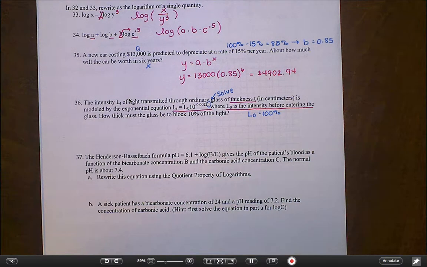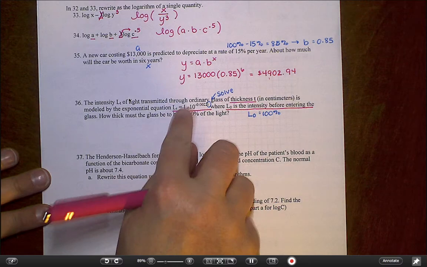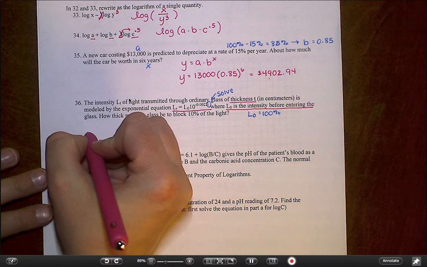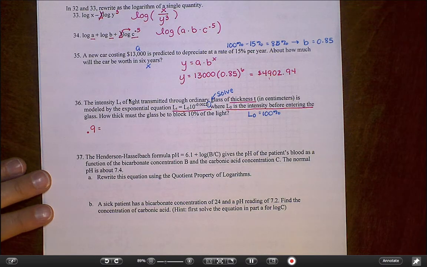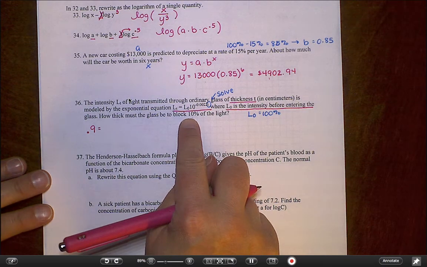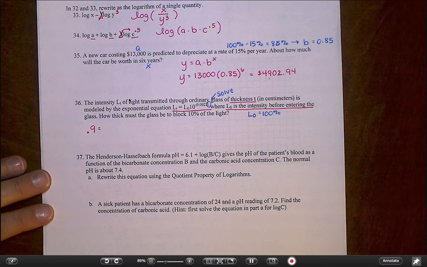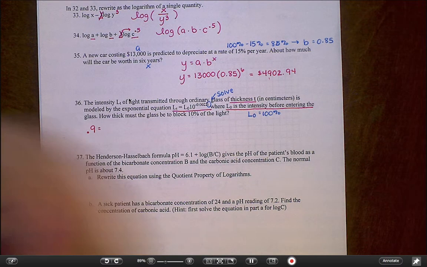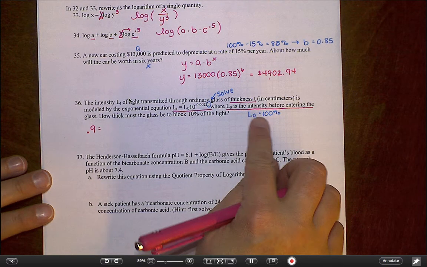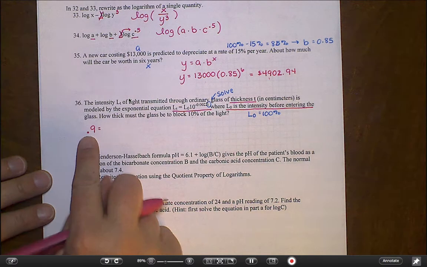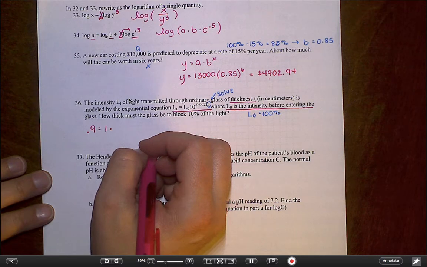Okay, so I'm going to say 90%. I'm going to call this a 0.9 right here for the L sub T, because that's what I want to be left over at the end. And again, if I'm blocking 10% of the light, 90% would be making it through the glass. Let's see. So L sub 0 would be 100%, which in decimal land is really just a 1, which is going to make life a little easier here in a second.